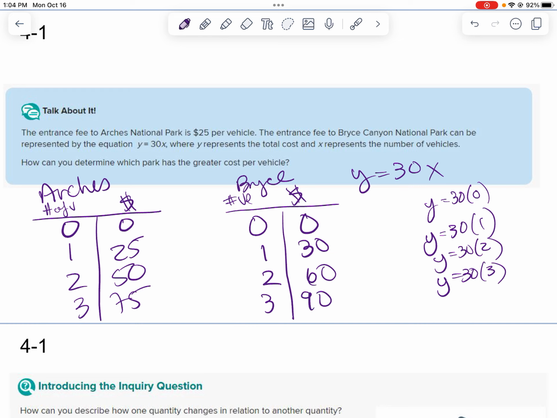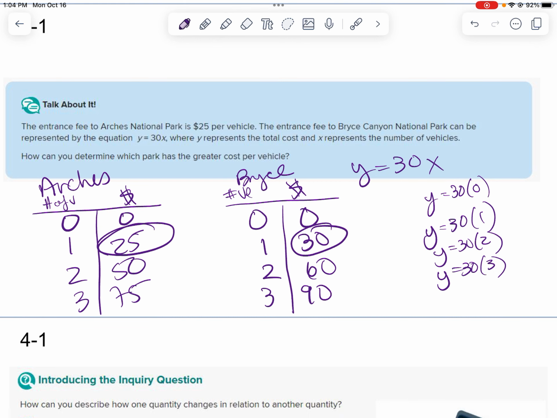How can you determine which park has the greater cost per vehicle? Because this one says its unit rate is $25 per car, and this one says $30 per car. We know that Bryce costs more money. Cost more per car by $5.